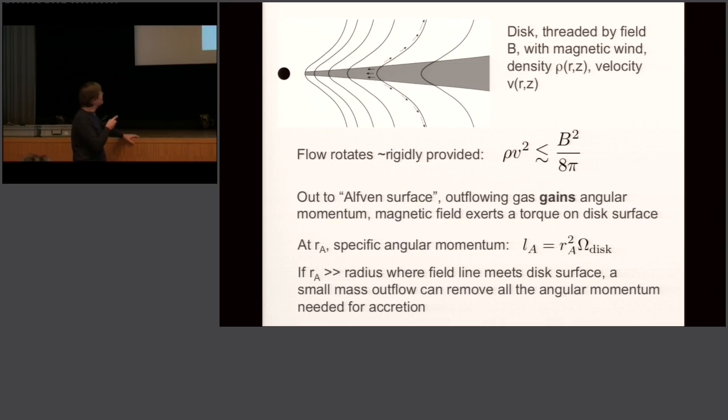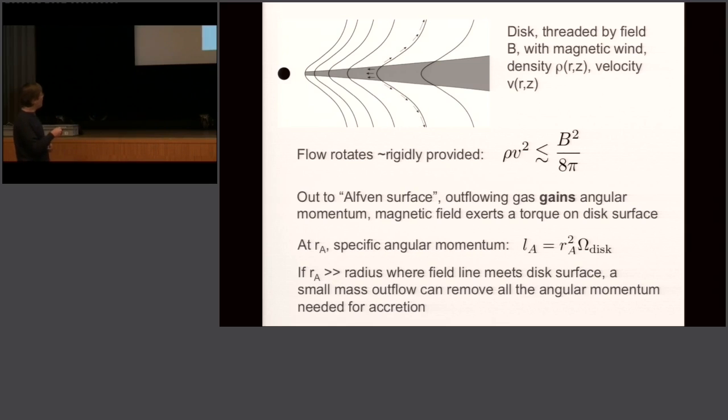So roughly speaking, if we consider gas here that has some density and velocity, and therefore this much ram pressure, if that ram pressure is small compared to the magnetic pressure of this net field, then the flow will be just rotating rigidly around with the magnetic field, as if the magnetic field was a wire extending out from the disk surface. So out to some region that's normally described as the Alfvén surface, the outflowing gas, which is rotating rigidly, gains angular momentum, and as a result of that, the magnetic field has to exert a torque back on the disk surface to conserve the total angular momentum of the system.